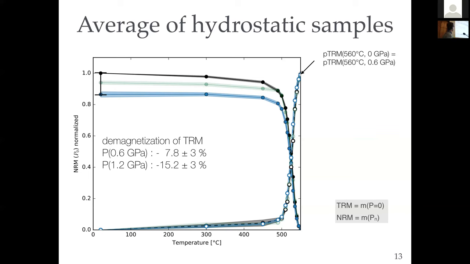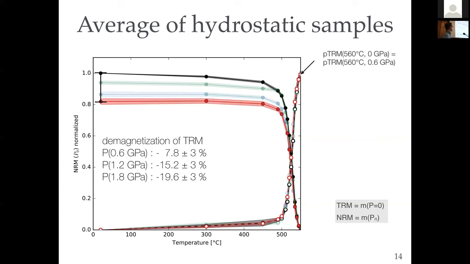Removing even more of the magnetization, we're at about 15%, but we also remove more of the higher unblocking temperatures. So, as with the coercivities, where we remove higher coercivities, we now remove higher unblocking temperatures. However, the PGRM acquisition doesn't change. And similarly, if we go to the last pressure step, which is 1.8 GPa, we lose about 20% of the moment, and there is no change in PGRM acquisition. However, we lose moment up to much higher temperatures.